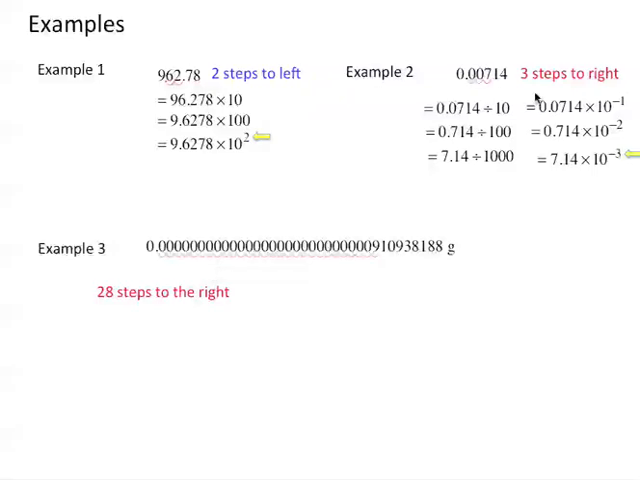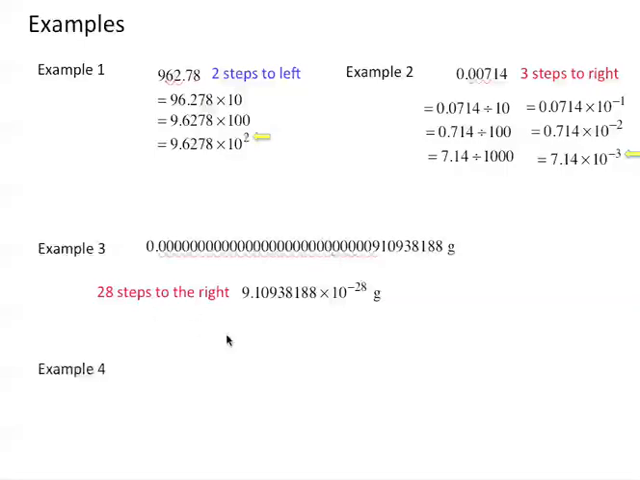And so what I'm going to do is the same thing I did up here. I'm going to write it as 9.10938188 times 10 to the negative 28. Okay, so we don't have to do all these steps. Just count how many places you're moving it to the left or moving it to the right. Remember, this is a really tiny number. Really tiny numbers have negative exponents on the 10. Big numbers have positive exponents. That's all you have to remember.